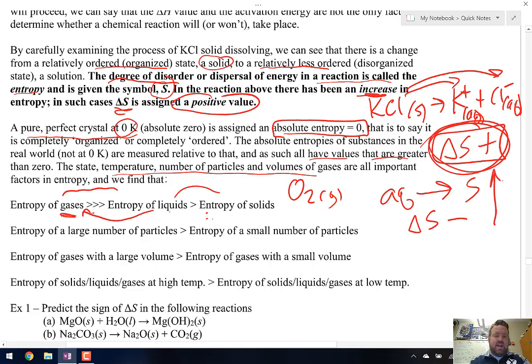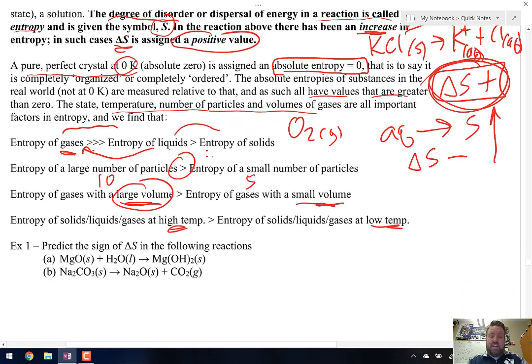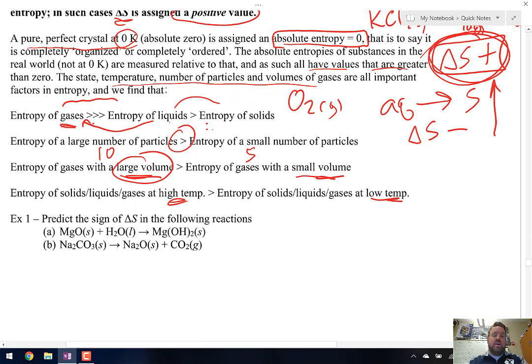And again, that is a positive delta S. If you go from all liquid to all liquid, or all gases to all gases, let's say you go from 5 gases to 10 gases, again, that's an increase in the entropy. When you increase the number of particles, you're increasing the amount of disorder. If you go from a small volume to a large volume, the particles have more room to move around, so again, that's a positive delta S. And even if just the temperature goes up from a low temperature to a high temperature, that is an increase in the entropy because you have more energy.